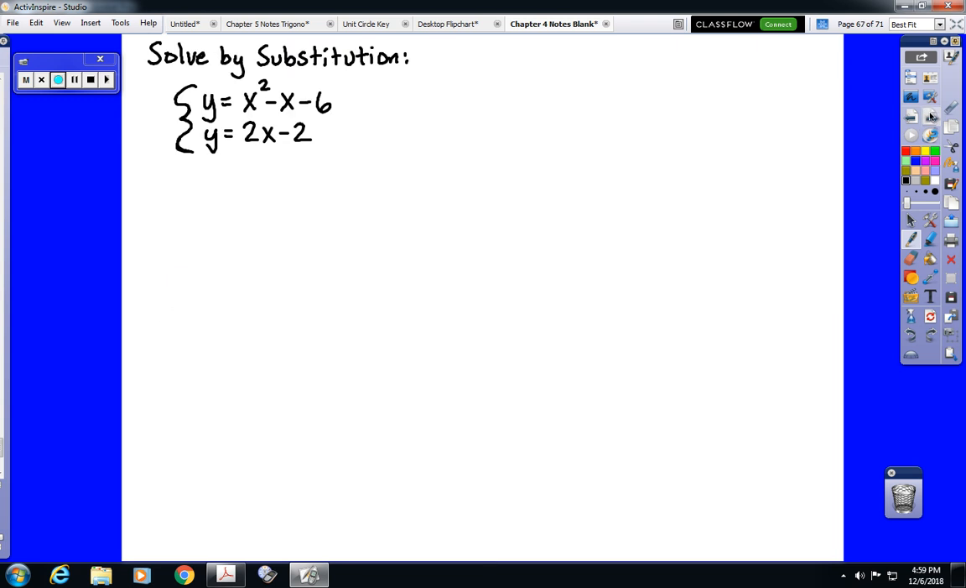Okay, here's another one. This is also a substitution problem. The directions actually say substitution this time, but it's pretty much the same thing we just did. We're going to take the right side of one of these equations and plug it in for y in the other equation. So we're going to take that trinomial x squared minus x minus 6, and replace the y in the second equation. So that will give us x squared minus x minus 6 equals 2x minus 2.